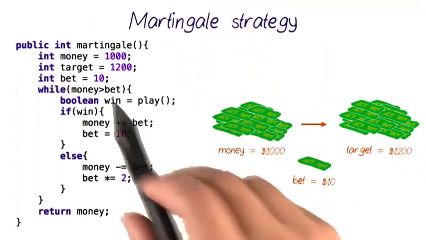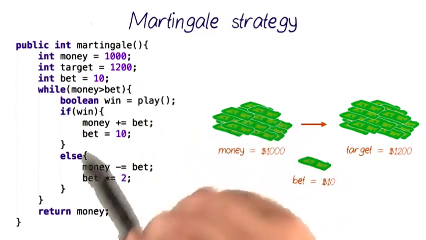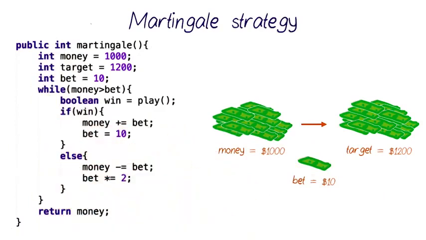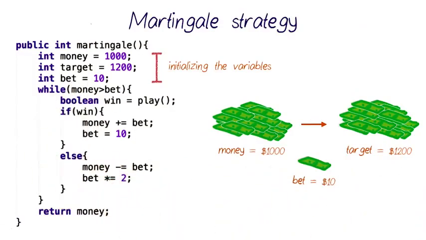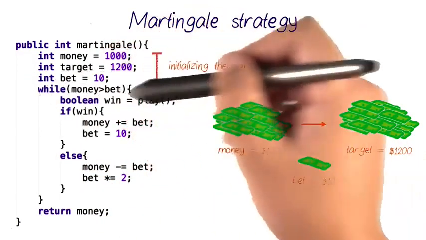Here's the function called martingale. It doesn't have any input parameters, but it returns the integer, which is the value of the money you end up with, which could be either more than what you started with or a lot less. The first thing we do is we start with initializing those three variables here, money, target, and bet, equal to those values. And then we have this while loop.